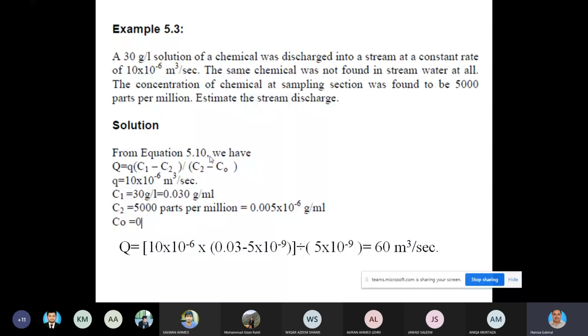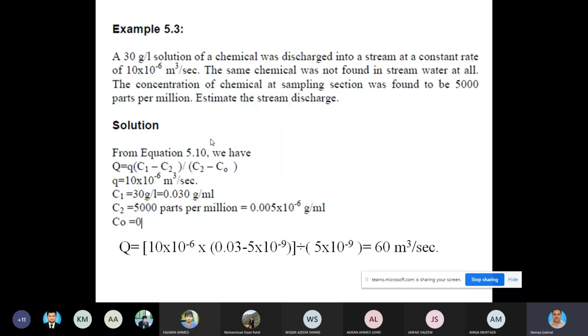Now the C2, that is the concentration of chemical at the downstream side, that is the sampling section, was found to be 5,000 parts per million. So now, in order to keep the units consistent, we have to convert this ppm to grams per milliliter.